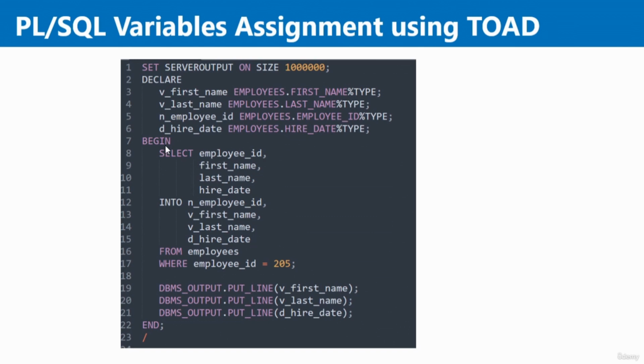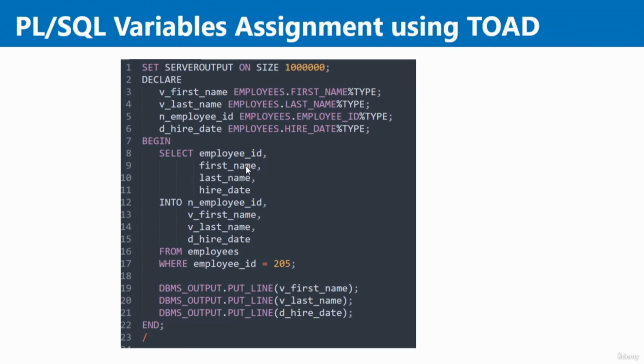On line number 7, I have the begin section of the SQL block, and inside the begin section, I'm using a select statement to select the employee ID, the first name, last name, and the hire date from the employees table. And then on line number 12, I'm using the clause which is called INTO to insert those values from the employees table into the variables that I declared.